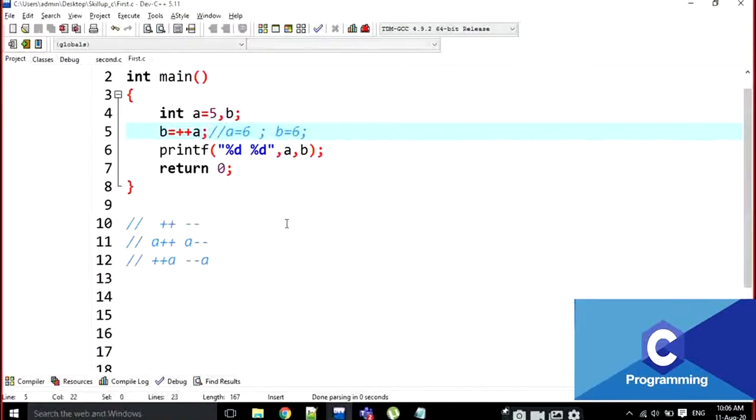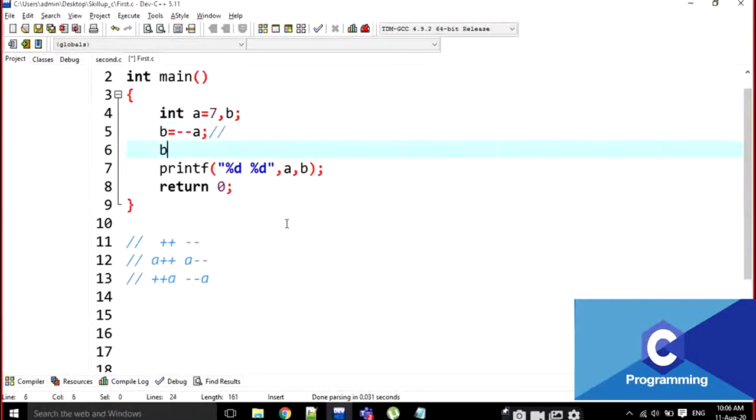Just work with decrement, pre-decrement and post-decrement also. Now I'm going to give a value: 7 is the value. Apply the pre-decrement and tell me the answer. What is the output here? And the next statement is B is equal to A minus minus. For these two, what is the output here? Can anyone guess the output?